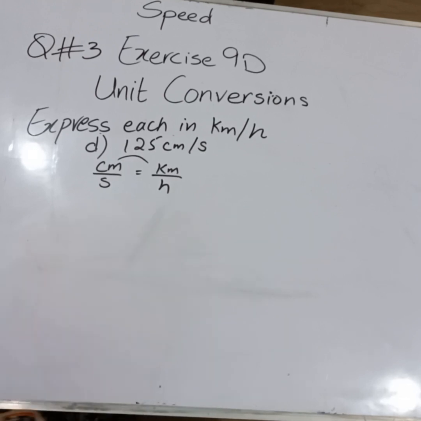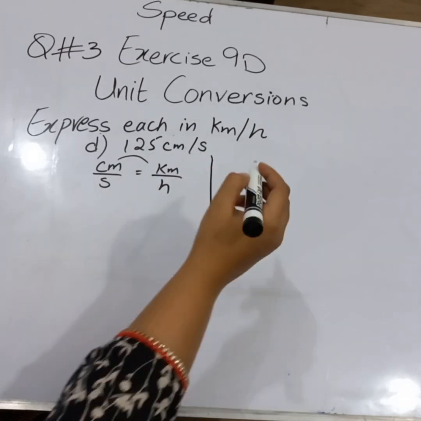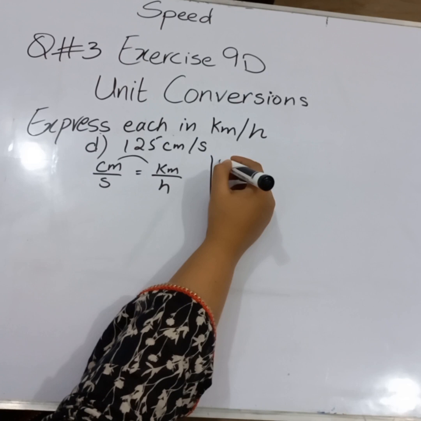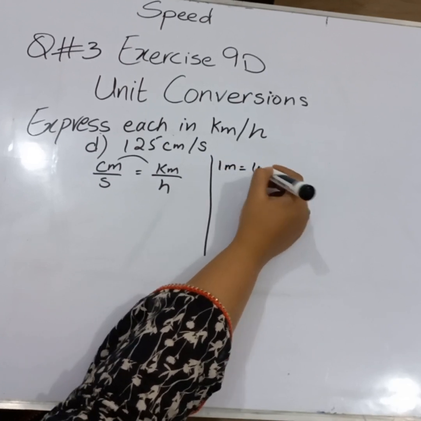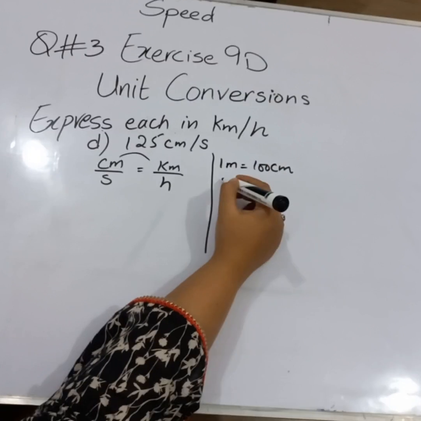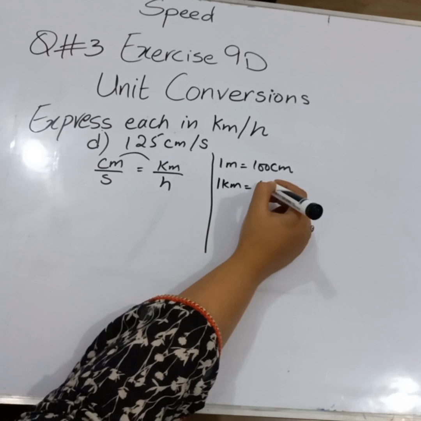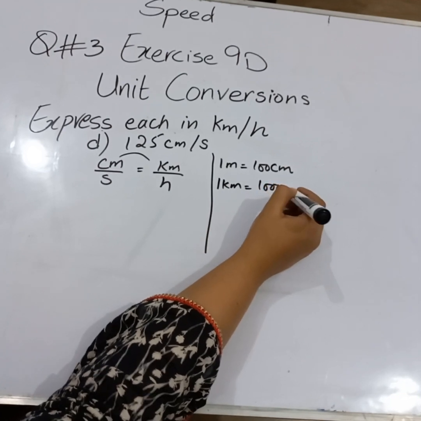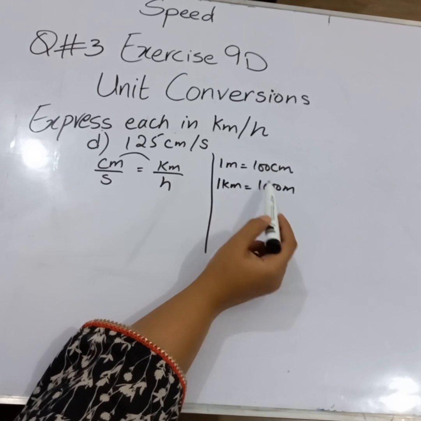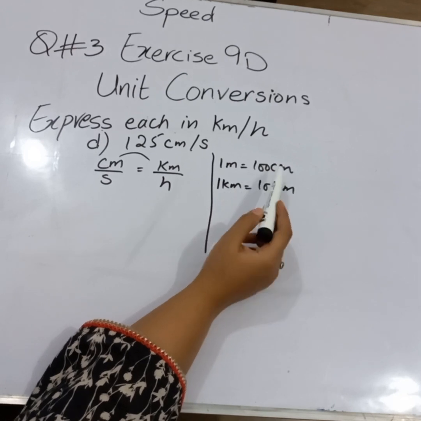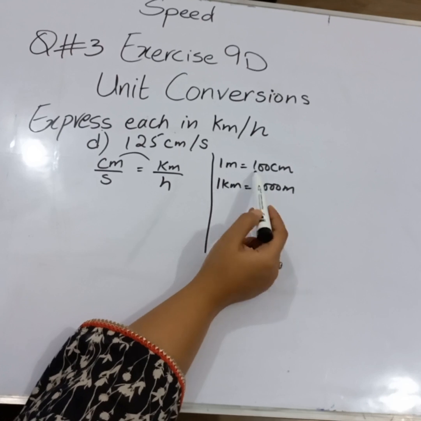So let's start. We know this thing that 1 meter is equal to 100 centimeters and 1 kilometer has 1000 meters. So we have to move from centimeters directly to the kilometer. So both these things will be used. First of all, we have to move from centimeter to meters and then into kilometers. So both these numbers will be divided by.